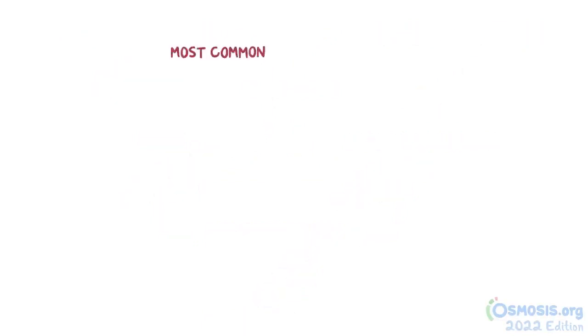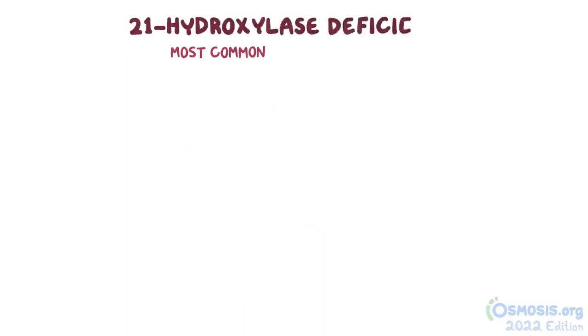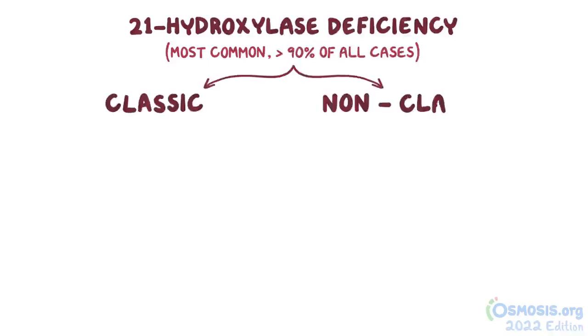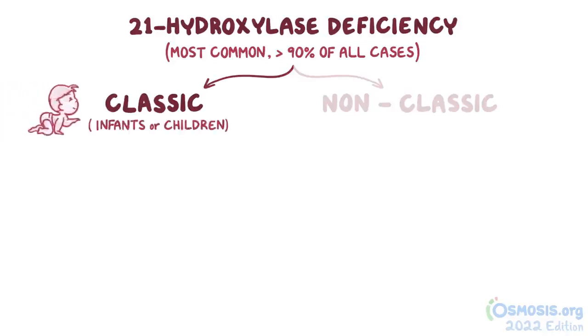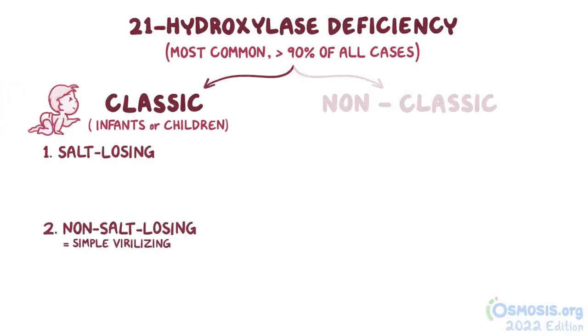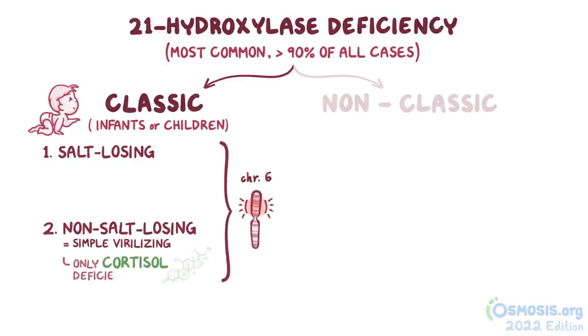The most common enzyme deficiency is 21-hydroxylase deficiency. It causes over 90% of congenital adrenal hyperplasia cases, and it comes in two flavors: classic and non-classic. The classic form presents with symptoms in infants or young children, and it results in one of two clinical syndromes: a salt-losing form or a non-salt-losing or simple virilizing form. Both of these are caused by a genetic mutation on chromosome 6, but the simple virilizing form has only a cortisol deficiency, whereas the salt-wasting form has an aldosterone and cortisol deficiency.